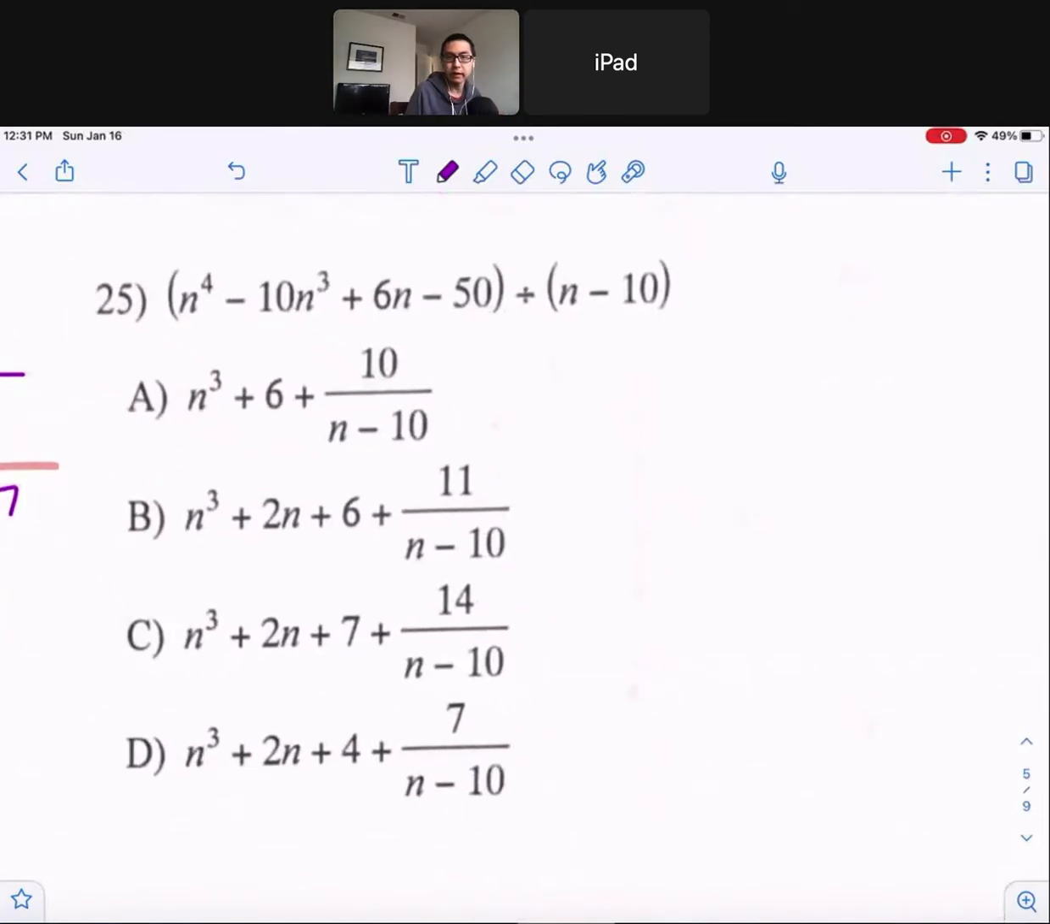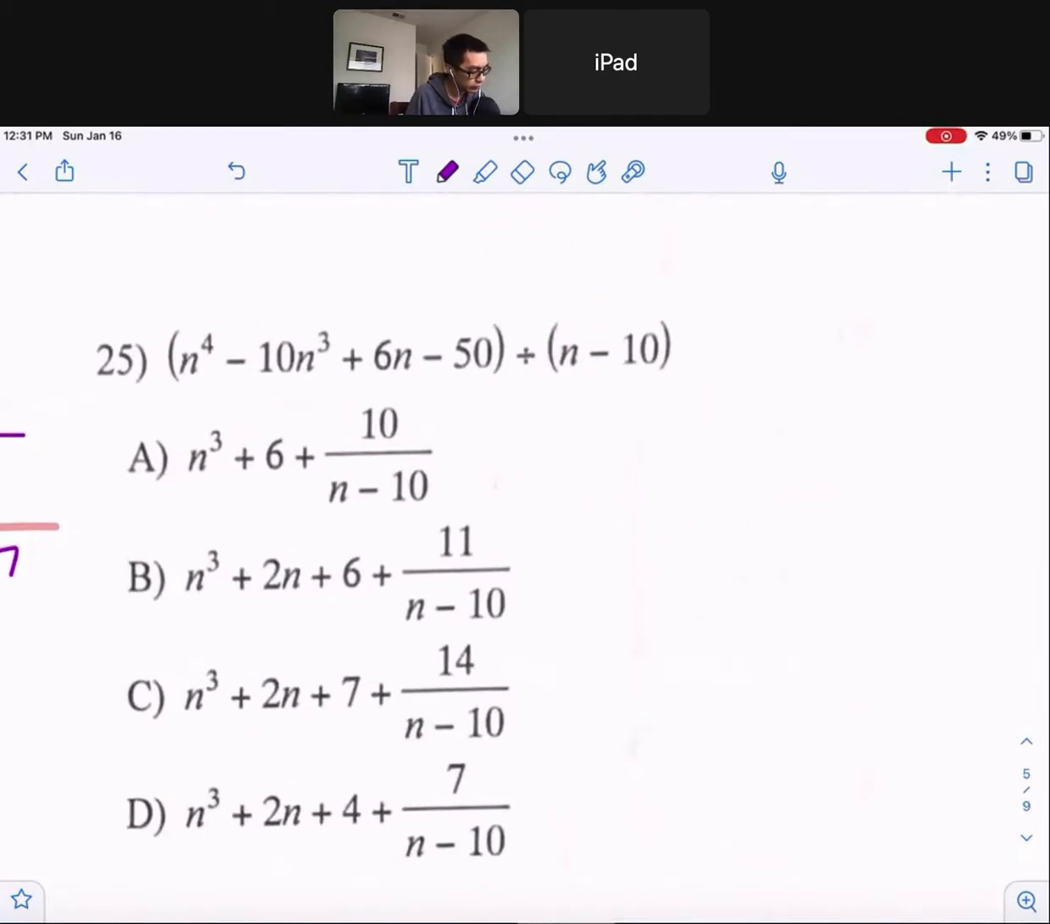Okay, let's try 25. Because this has a coefficient of 1 and a degree of 1, this enables you to use synthetic division. So remember, you have to write down the opposite of that number, which is 10. Now remember, for synthetic division, all of the degrees have to be here: 4, 3, 1, and 0. We are missing the degree of 2. So we have to insert that by putting a coefficient of 0 for that n to the second power, because it's not there really, right?